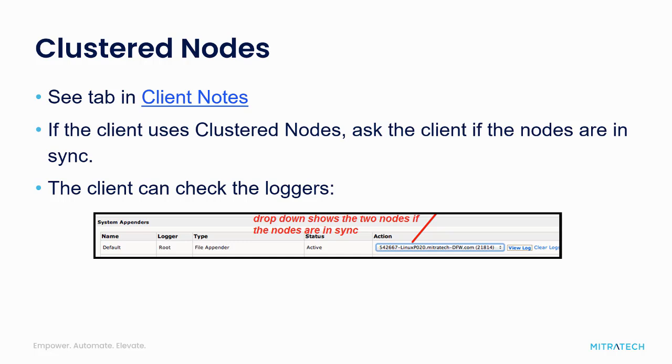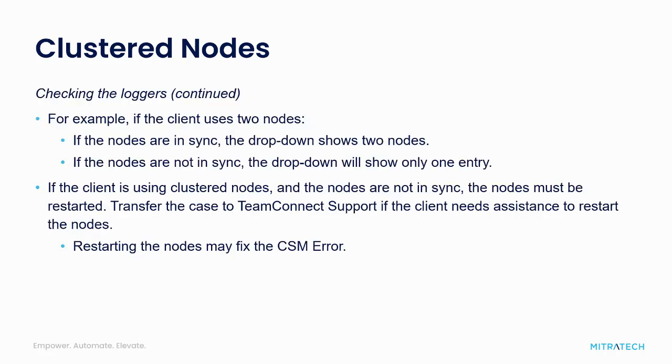The client can check the loggers by checking if there's a drop-down showing in the loggers. If the client is using clustered nodes and the nodes are not in sync, the drop-down will only show one entry. If the nodes are in sync, the drop-down does show two or more nodes. If the client's using clustered nodes and the nodes are not in sync, the nodes must be restarted. Transfer the case to Team Connect support if client needs assistance with restarting the nodes. And just note that restarting the nodes may fix the CSM error.